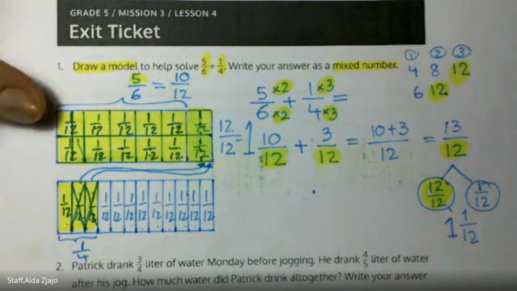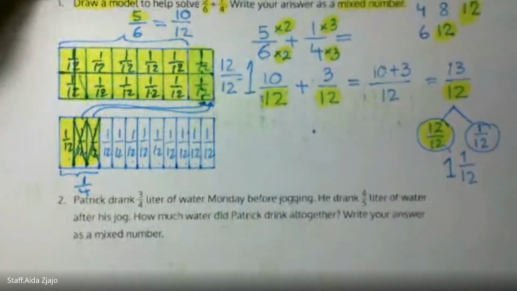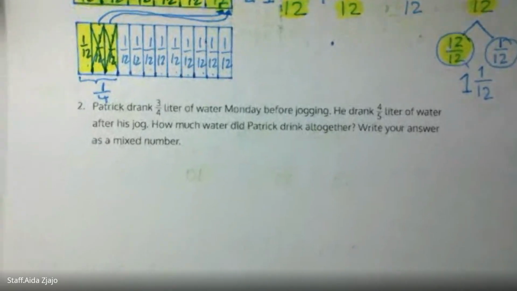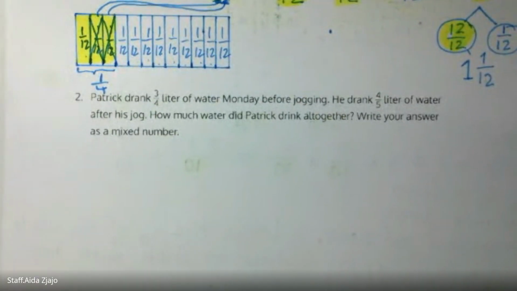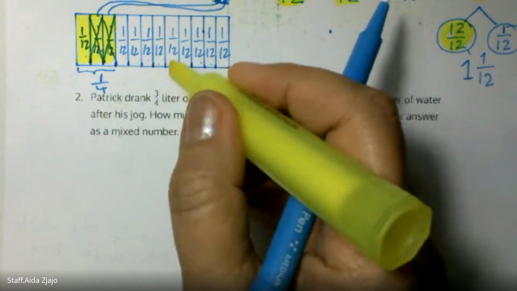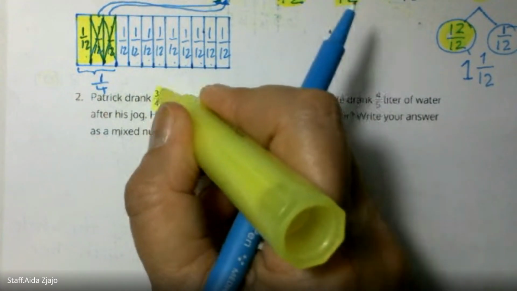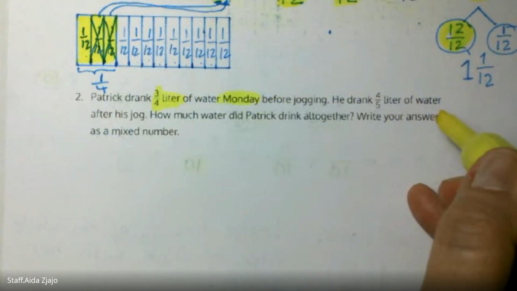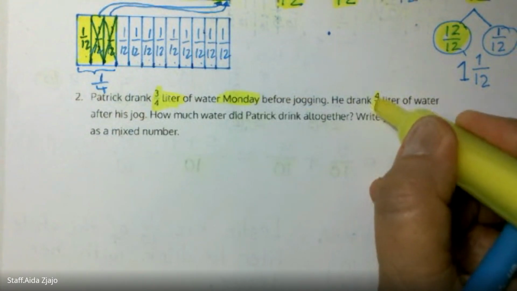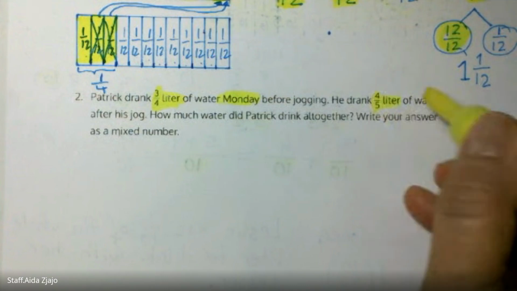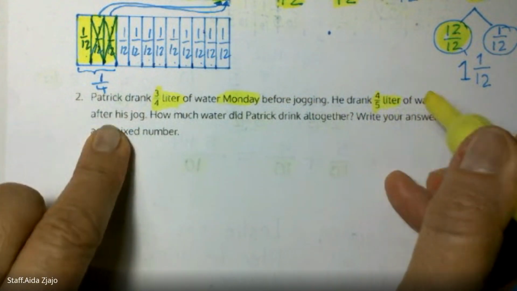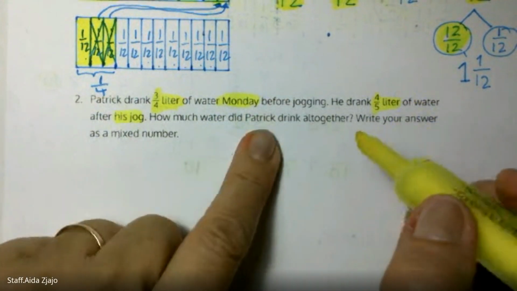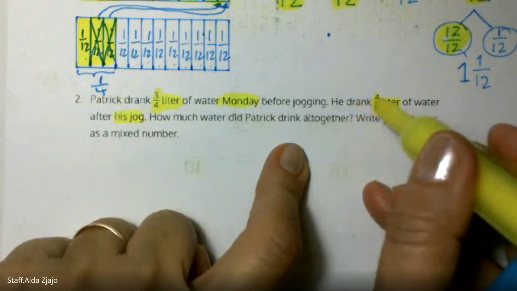Next. That would be exit ticket number 4. And there's another question. Patrick drank 3/4 liter of water on Monday before jogging, and he drank 4/5 of a liter of water after his jog. So how much water did Patrick drink altogether?